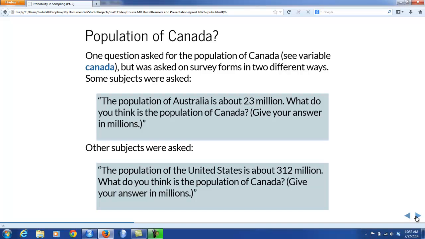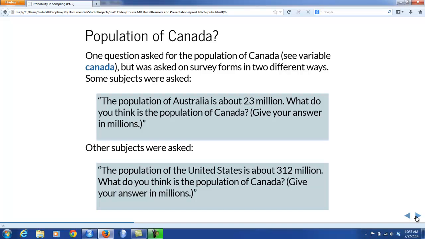So one question on the survey that everyone was asked was to estimate the population of Canada. But what the subjects did not know at the time when they were filling out the survey was that not all of them were looking at the same survey form. Some folks were looking at a survey form where they were asked, the population of Australia is about 23 million. What do you think is the population of Canada? And the subject was to give their answer in millions. But some other subjects were looking at a form that read, the population of the United States is about 312 million. What do you think is the population of Canada?